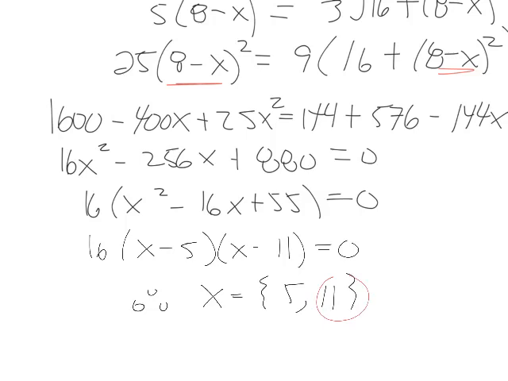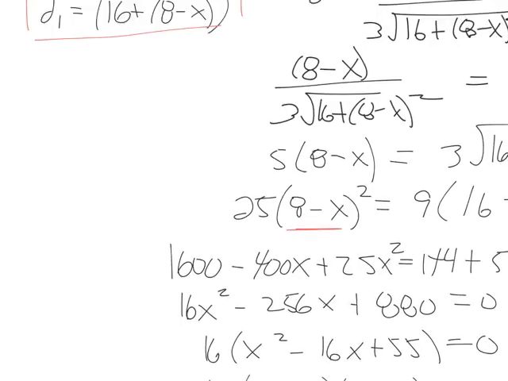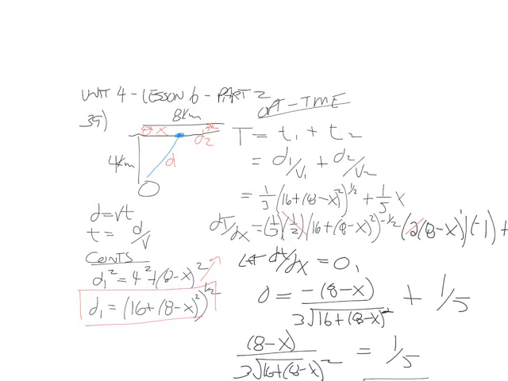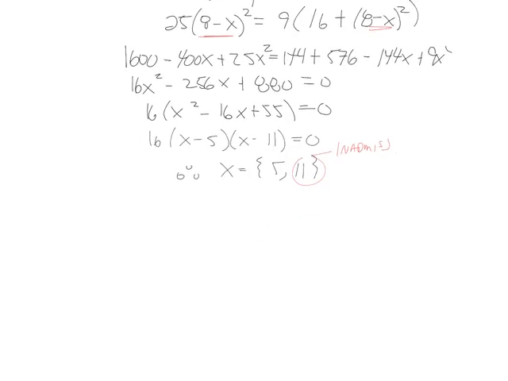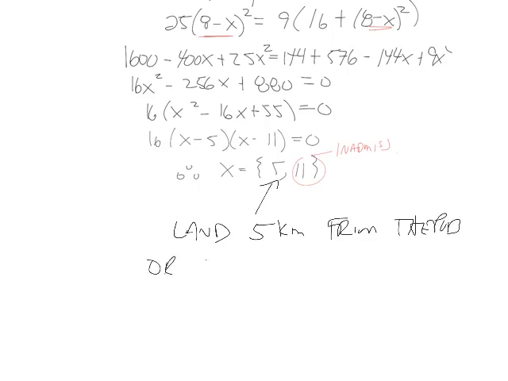Now, 11 is inadmissible. And the reason for that, if we look where we started up top here, if we were to land 11 kilometers down, that means we'd be exceeding the 8 kilometers that we originally had. So that means that we are going to actually land 5 kilometers from the pub, or 3 kilometers from across the island, which I think is the answer that is given in the solutions.